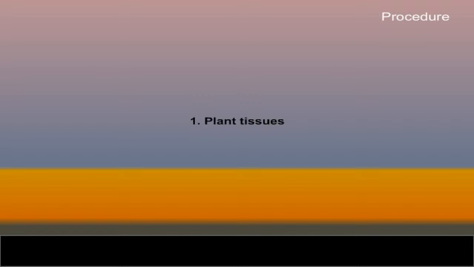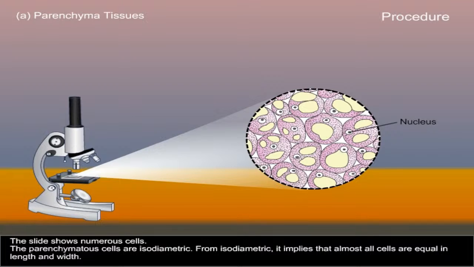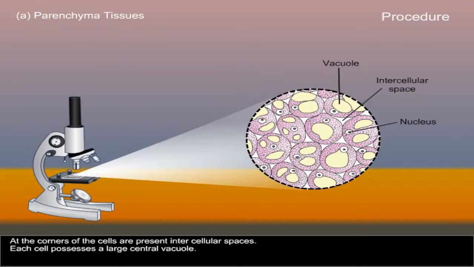Observation. 1. Plant tissues. A. Parenchyma tissues. The slide shows numerous cells. The parenchyma cells are isodiametric. From isodiametric, it implies that almost all cells are equal in length and width. At the corners of the cells are present intercellular spaces. Each cell possesses a large central vacuole. Each cell has peripheral cytoplasm with a prominent nucleus. Each cell has a thin cell wall.